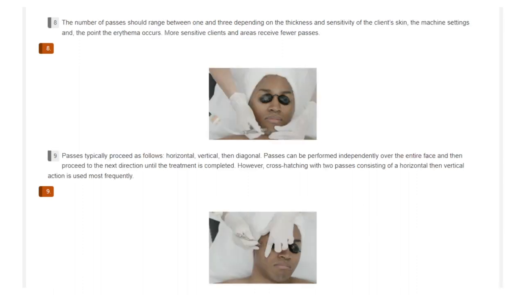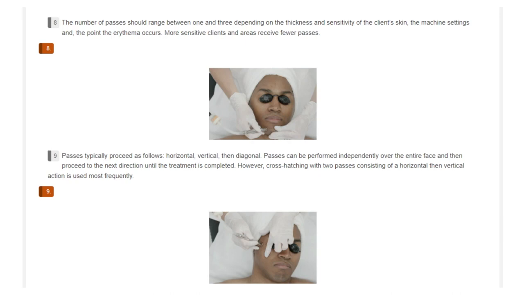8. The number of passes should range between 1 and 3 depending on the thickness and sensitivity of the client's skin, the machine settings, and the point at which the erythema occurs. More sensitive clients and areas receive fewer passes.